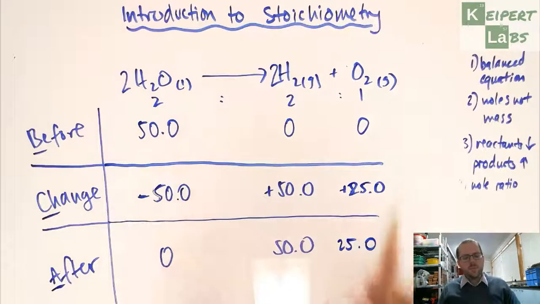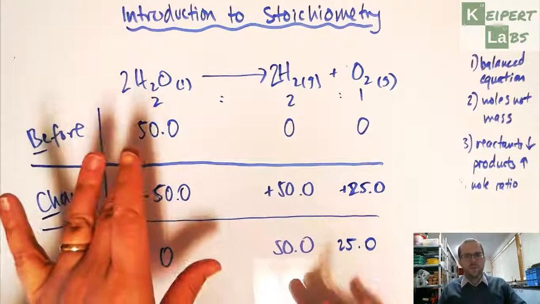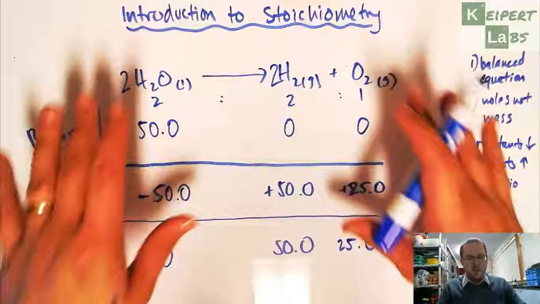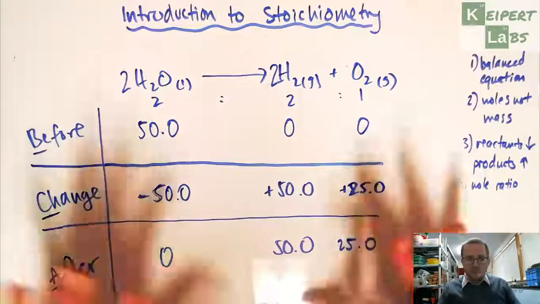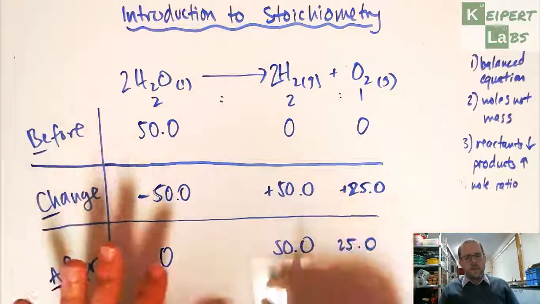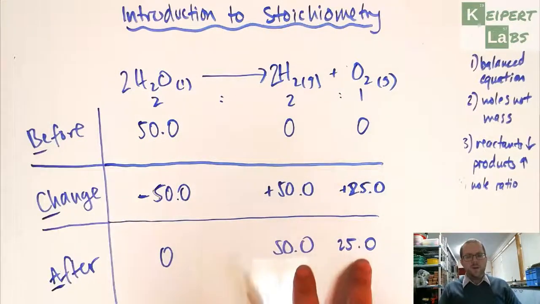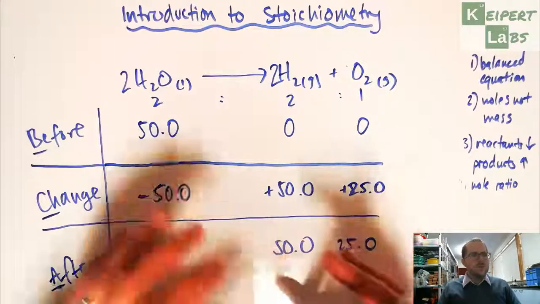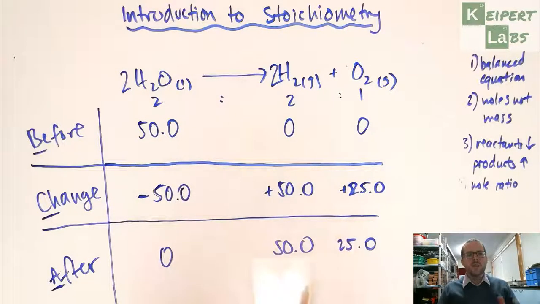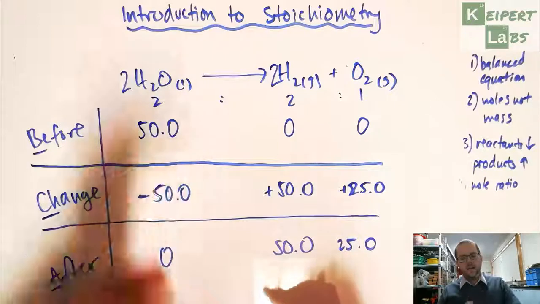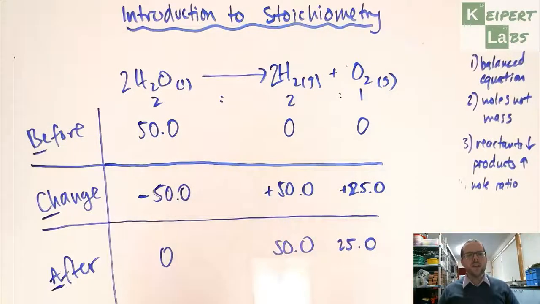Just like before, my moles don't have to add up on left and right hand sides. The number of atoms do, and the sums of the masses will be the same. But I've got 50 moles of this turning into 75 moles of simpler products as it decomposes or breaks apart. So we can use this type of table to keep track of how many moles there are at the start and at the end of all the substances in our reaction.